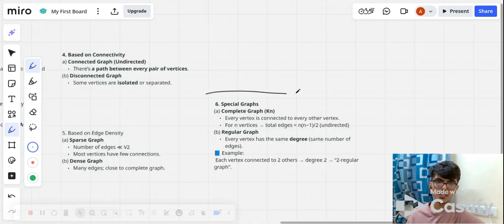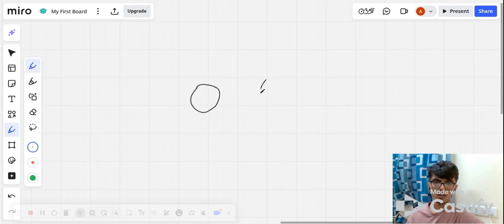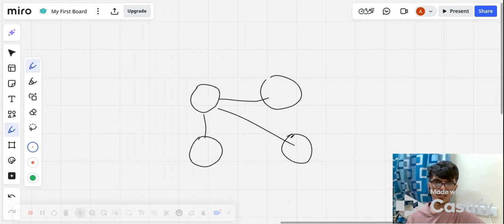There are a few special graphs here. These are a complete graph. What is a complete graph? If I draw a graph here and make connections from one vertex to every other vertex, to this as well, to this as well, then from this to this as well. If a vertex has a connection to every other vertex in the graph, and this condition is valid for all the vertices present in the graph, then that graph is called a complete graph.